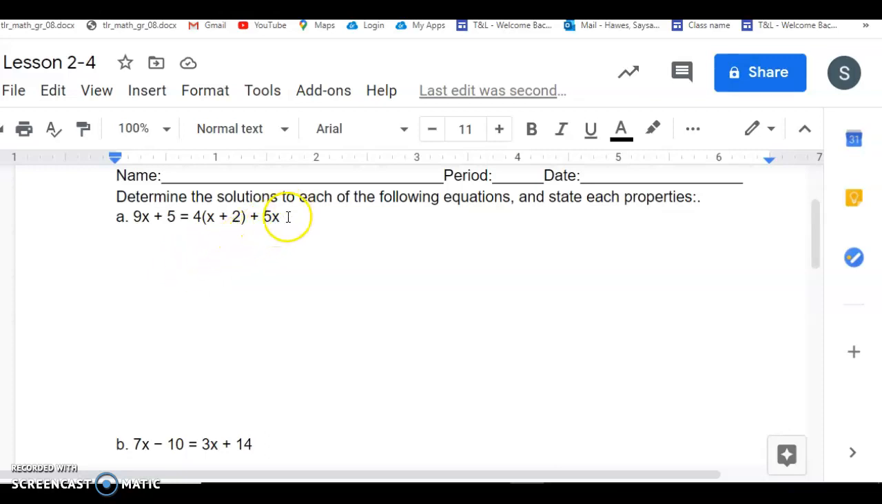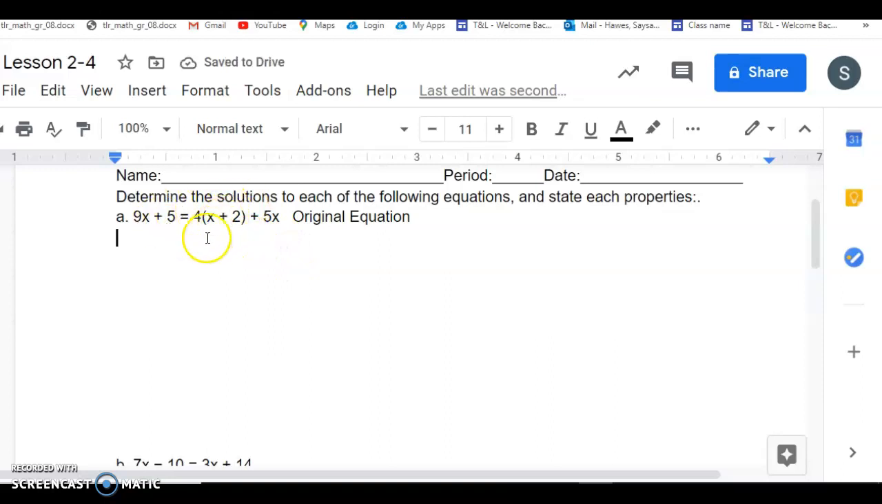Okay, this is solving equations with variables on both sides, and then you have to state the property. What are you doing for each step on the way? First of all, when you see an equation like this, we call this the original equation. That's the equation they give to you. Okay. Next step, how are you gonna solve it?